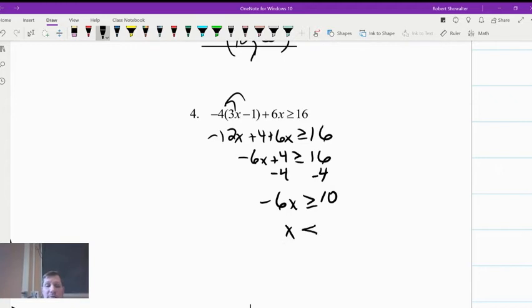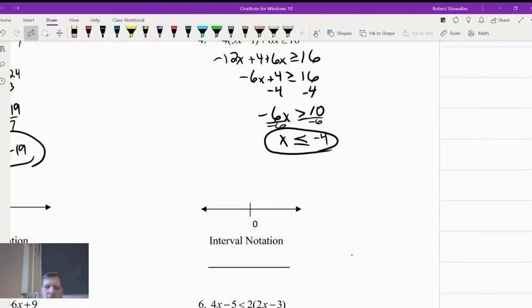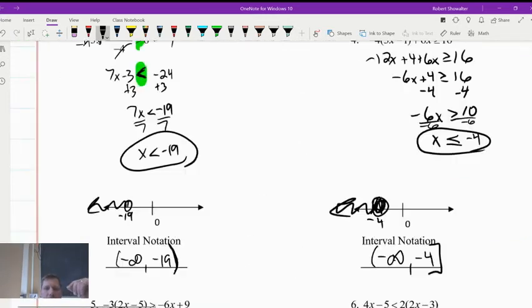x is, we have to flip this inequality sign now. So when we divide by negative 6, we need to make sure to flip that inequality because we divided by negative 6. So we end up getting negative 4. That's our inequality. Now we're going to graph that. So we get negative 4, fill in the circle, and it's the shaded region to the left of negative 4. So that's what we get. And when we write the interval, we go from the left, negative infinity, all the way up to negative 4, and close bracket there because it's a filled-in circle when we get there.